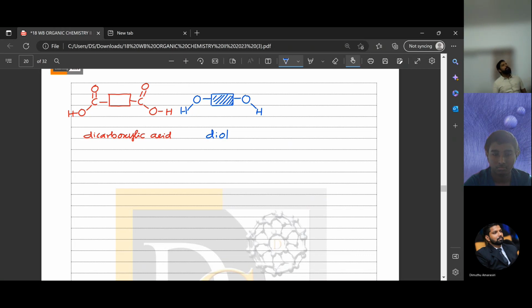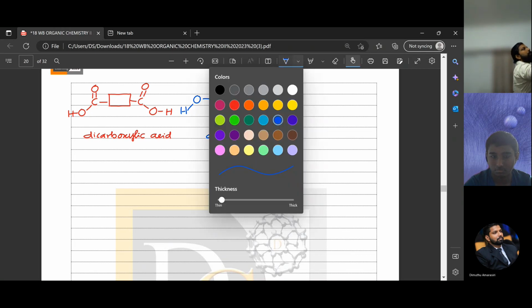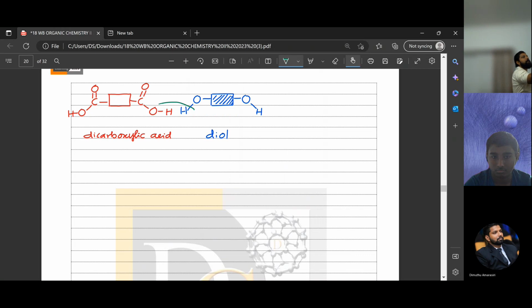Now imagine you have another dicarboxylic group on the other side, and after that another diol group on the other side. Look what happens. First of all, these two react and produce water, which is removed. These two bond. What do you call that linkage? Ester linkage.